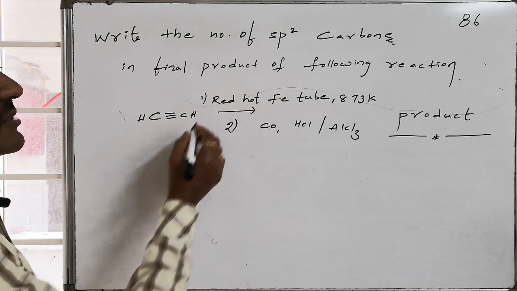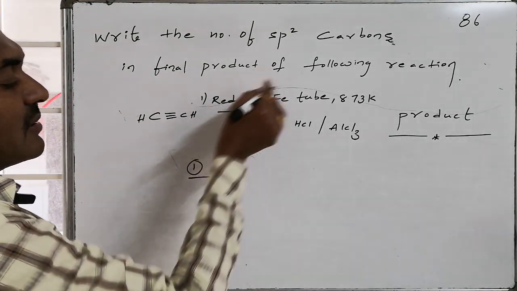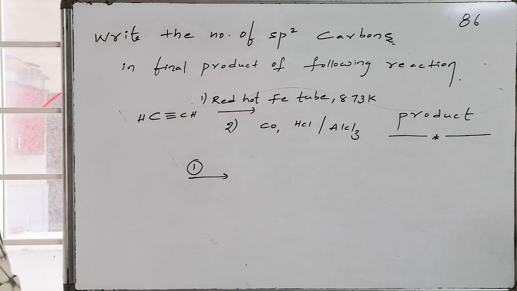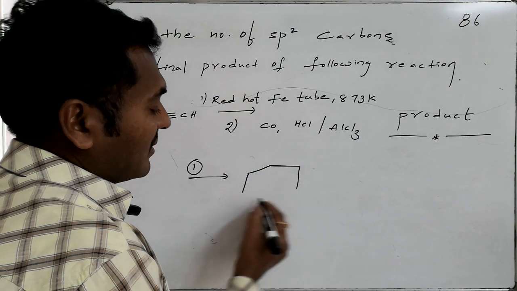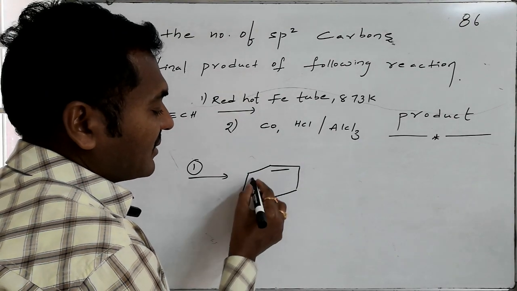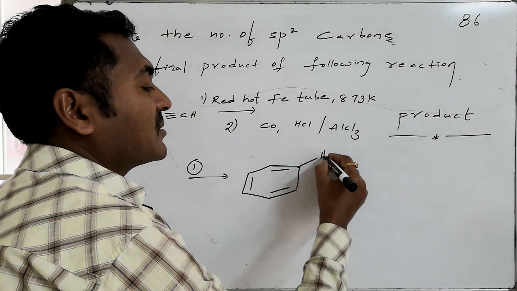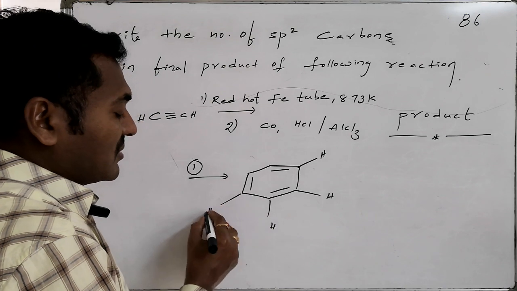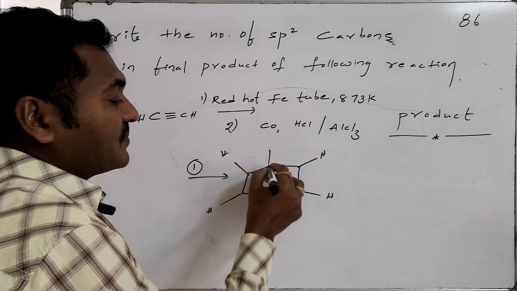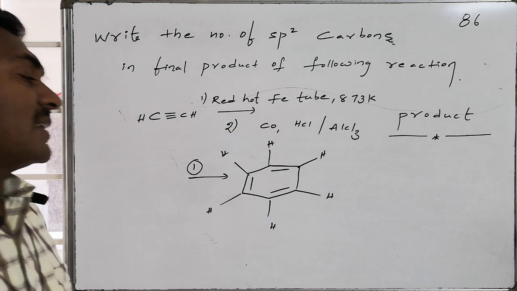When acetylene undergoes trimerization under condition number 1, red hot iron tubes at high temperature, this acetylene participates in trimerization. As a result, a 6-membered ring system with alternating sigma and pi bonds is formed, that is, benzene formation takes place.